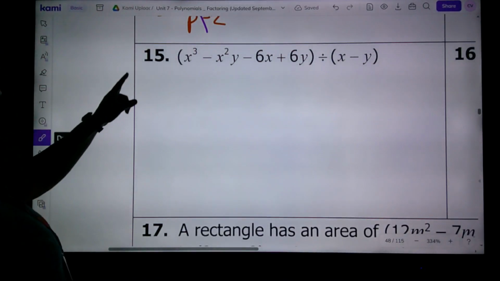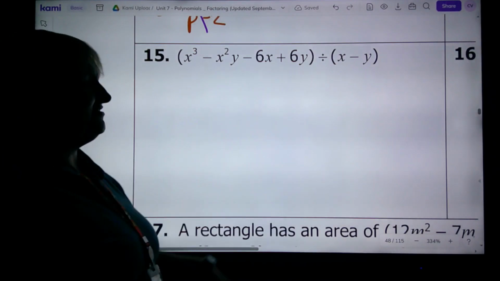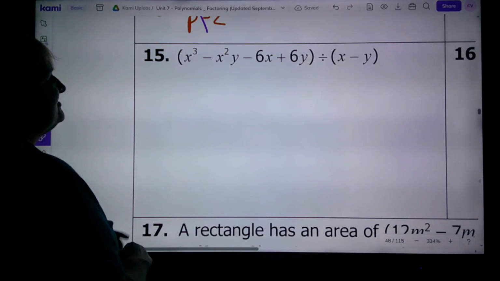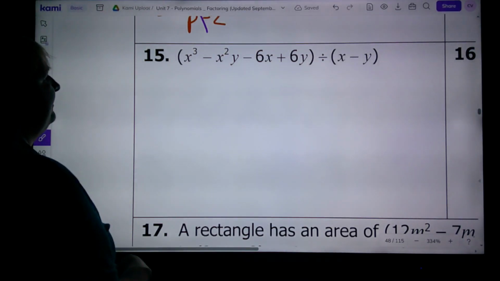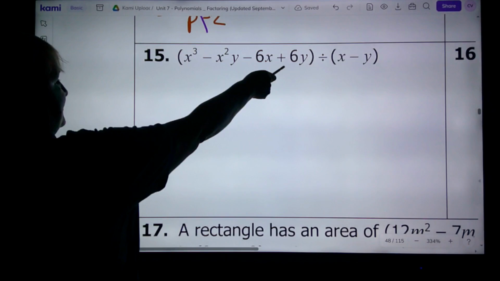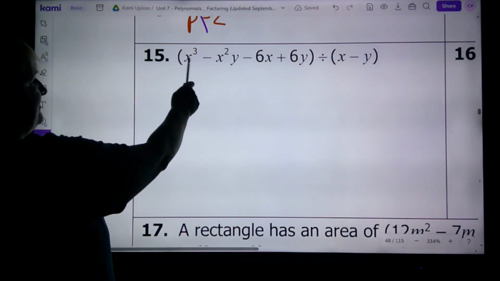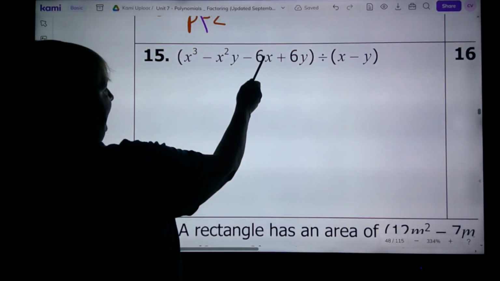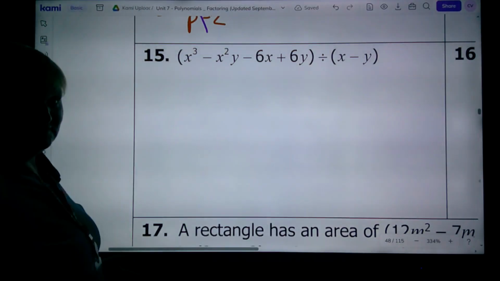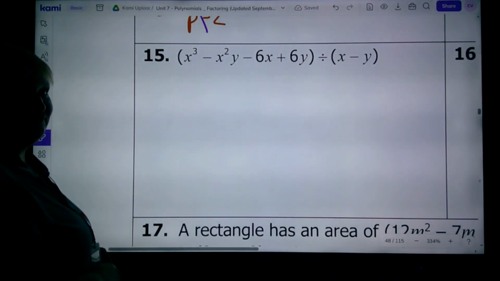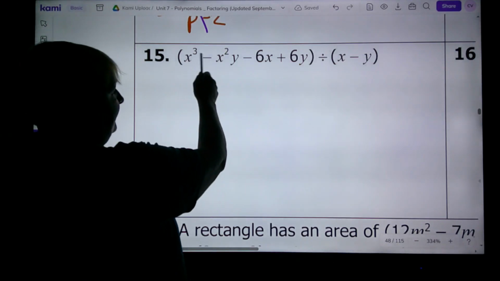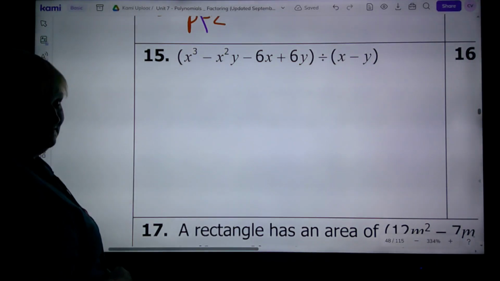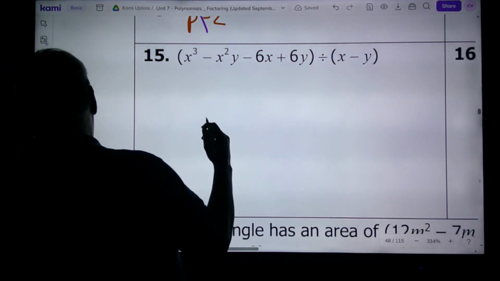All right, 1, 2, 3, 4 terms. Let's group. We have x, xy, x, and y. We have 6 and 6, x and x. We could rearrange them to where it's x and y, but I don't think we have to, because these have a common variable and these have a common coefficient. Let's see if we can make it work.